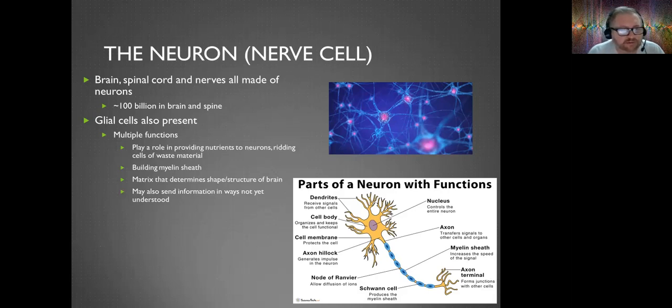So we have approximately 100 billion neurons in the brain and spine. Some estimates are a little bit lower, down around 85 or 86 billion, although I think in some cases that number reflects only just the brain itself. But if we incorporate other stuff like in the spine and the brain stem, we come up to that 100 billion count.